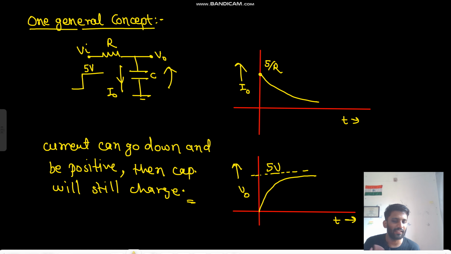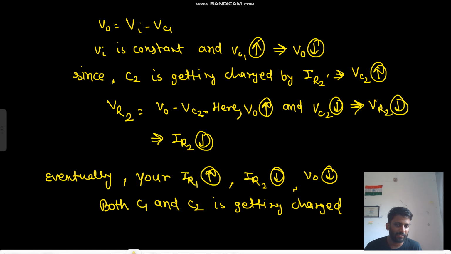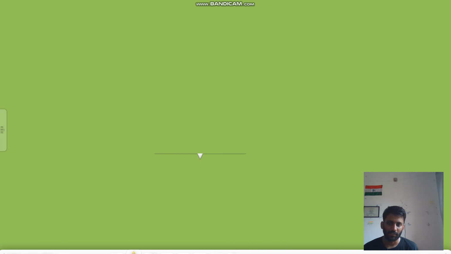Okay, so this is a very easy point, but many people get confused. This is a very general point, everyone knows. So if current is going down but it is still positive, the current can go down and still be positive, then the capacitor will still charge. Okay, so this is a simple point. Both C1 and C2 are getting charged, so your IR1 is getting increased and IR2 is getting decreased.